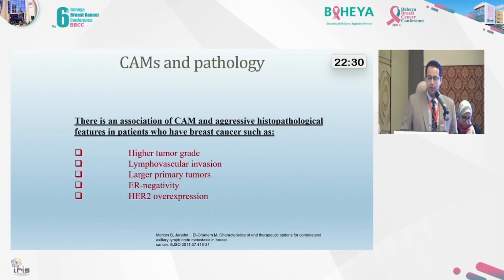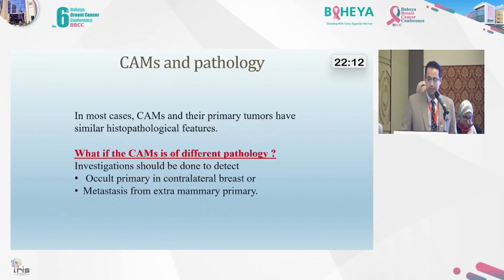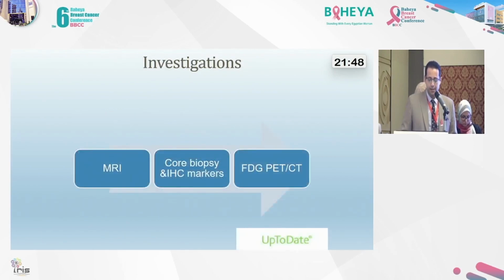Regarding pathology, there is an association of contralateral axillary metastasis with aggressive histopathological features in patients who have breast cancer, such as higher tumor grades, lymphovascular invasion, larger primary tumor, ER negative, and HER2 overexpressed patients. In most cases, contralateral axillary metastasis and their primary tumor have similar histopathological features. And what if the contralateral axillary lymph node has a different pathology? We should investigate to detect either an occult primary in the contralateral breast or a metastasis from an extramammary site, using routine MRI, core biopsy from the contralateral axilla with immunohistochemistry on the specimen, and PET-CT.